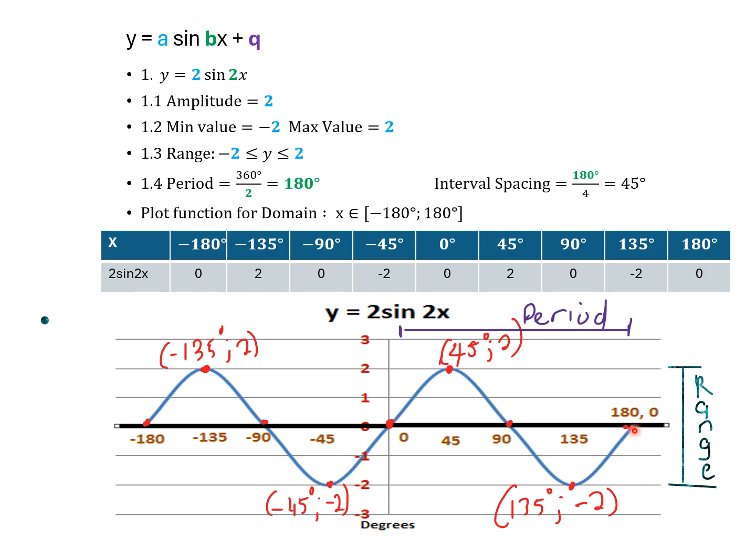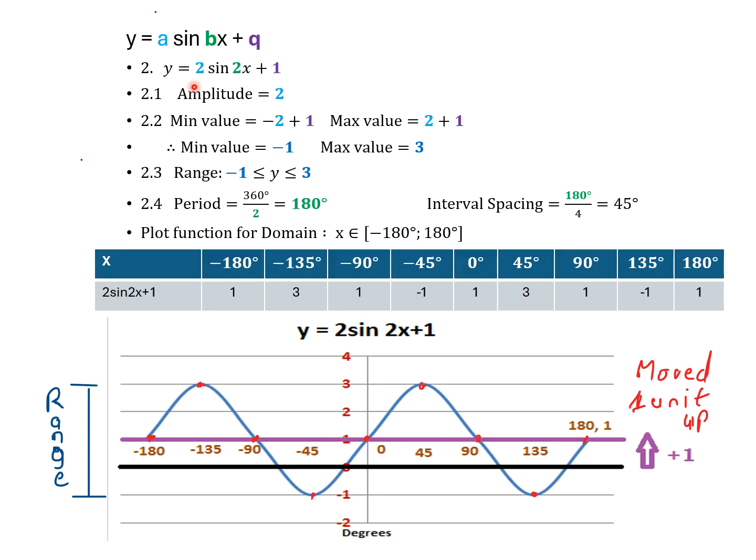So I hope you can see there's my period, and here's my range. The highest being 2, the lowest value being negative 2. Right. Now let's look at the second problem.